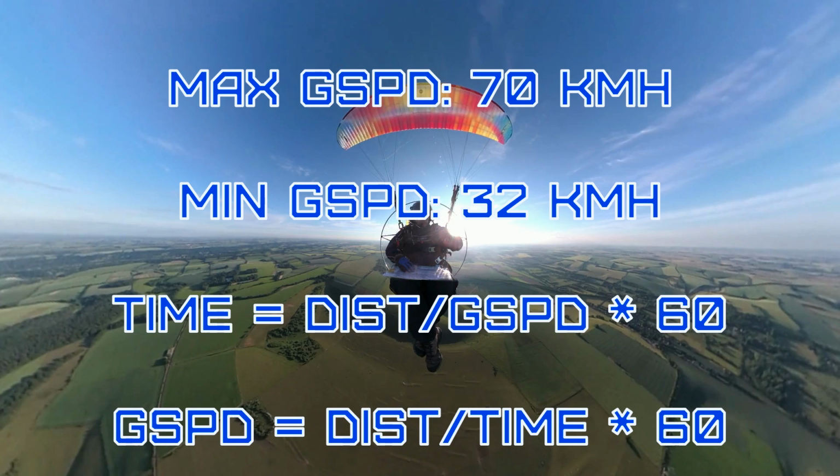So the 60 element of the calculation is because time is in minutes, but ground speed is in kilometers per hour, so that converts a minute into an hour and vice versa. And then for the final A-level solution, if you wanted to do it, if you know what the distance is and you knew how long it took you to fly from one to another, you can work out your ground speed. Your ground speed in that circumstance is your distance divided by your time multiplied by 60.